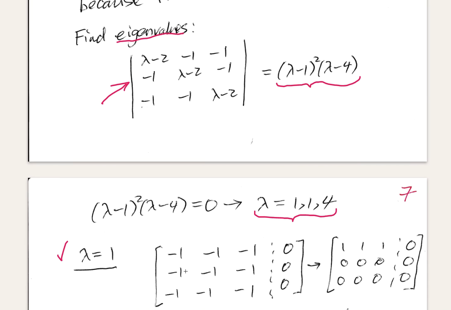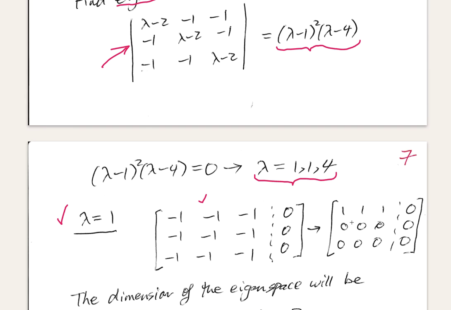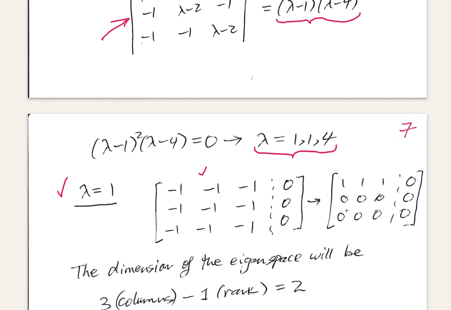So that 1 minus 2 is negative 1 here. So we've got negative 1 going down the main diagonal, and negative 1 everywhere else. This is our augmented matrix, so we've got zeros over on the right. This gives a row reduction to this matrix. We basically just get 1, 1, 1 set to 0.